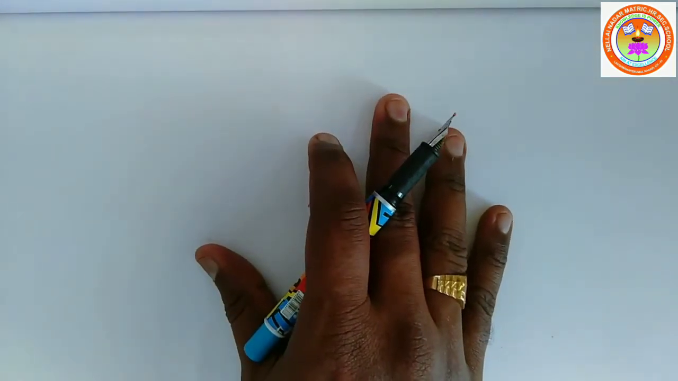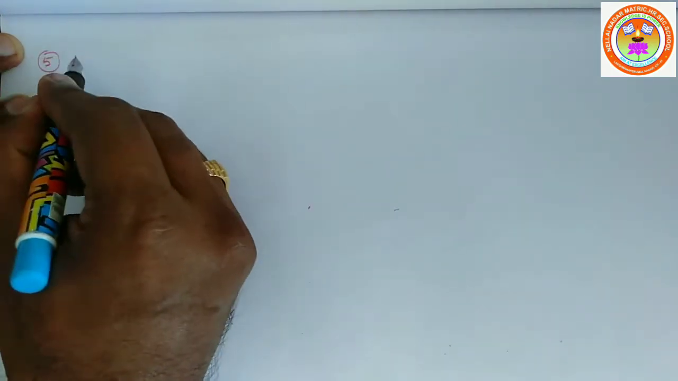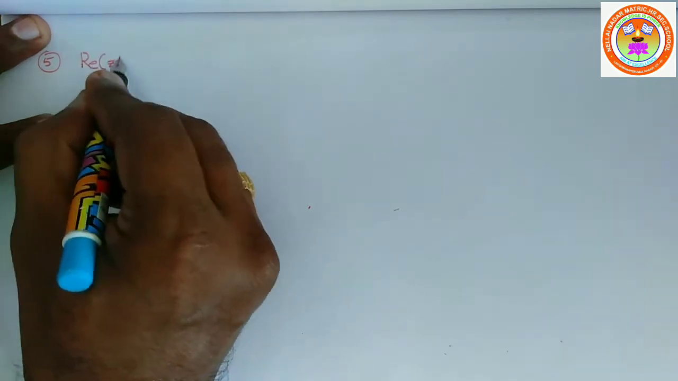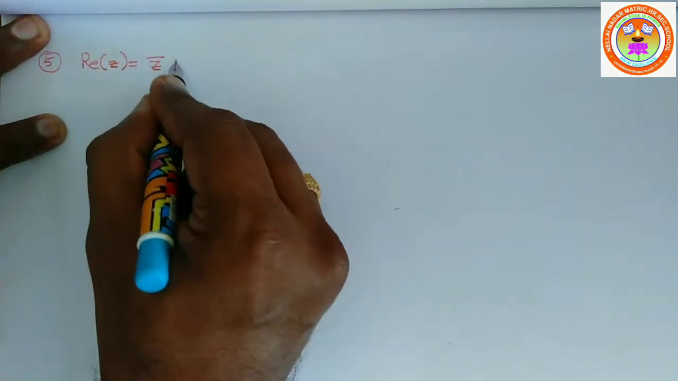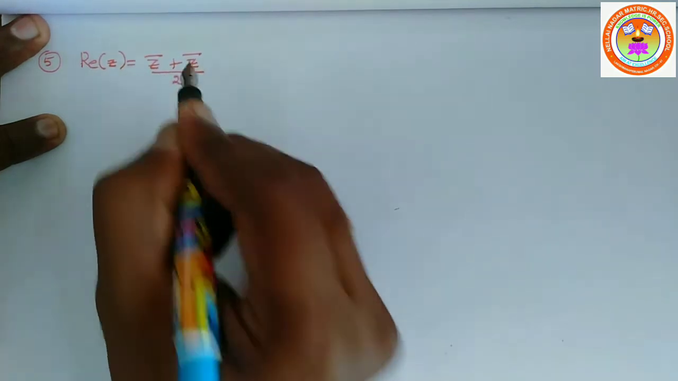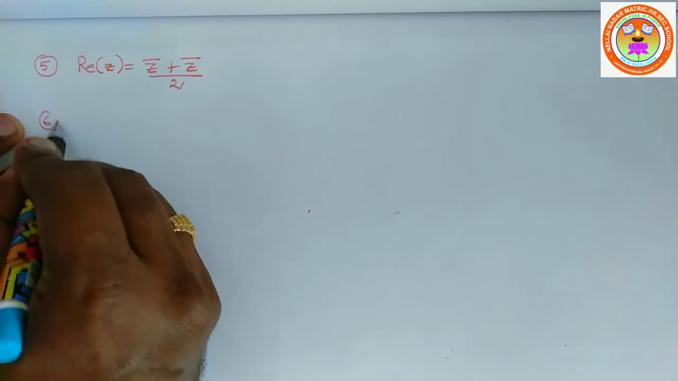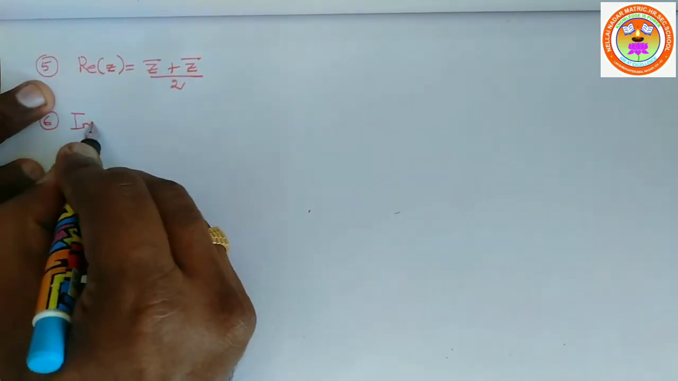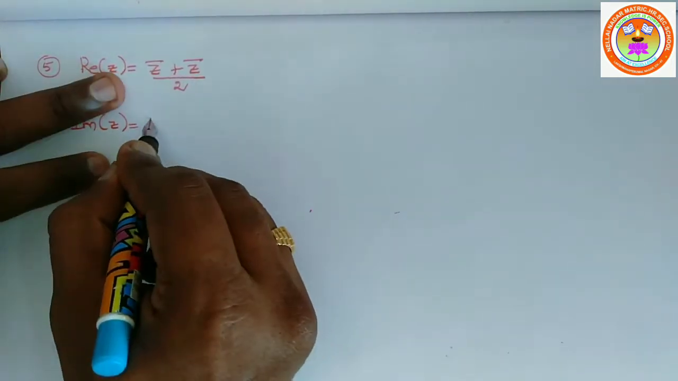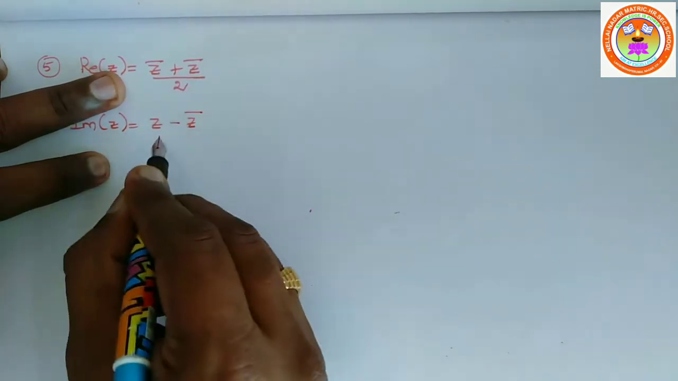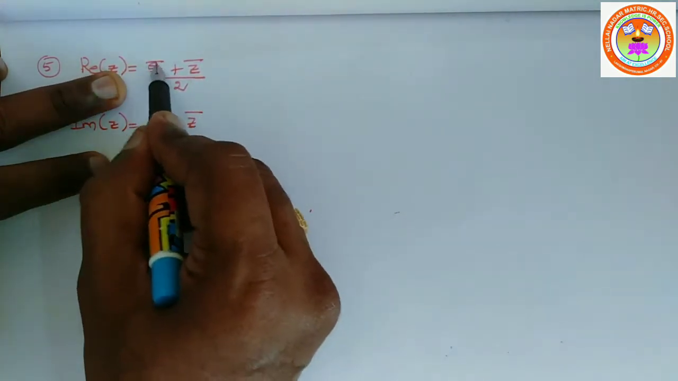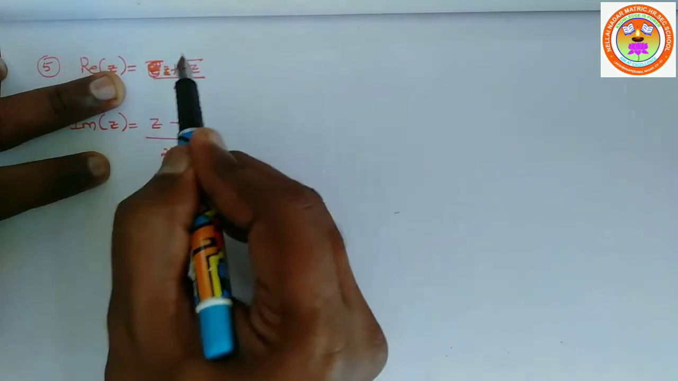Next, we are going to see the fifth property. The fifth property is that the real part of z is equal to z plus z bar by 2. Next I will write the sixth property also. The imaginary part of z is equal to z minus z bar divided by 2i. Sorry students, this is z plus z bar by 2.